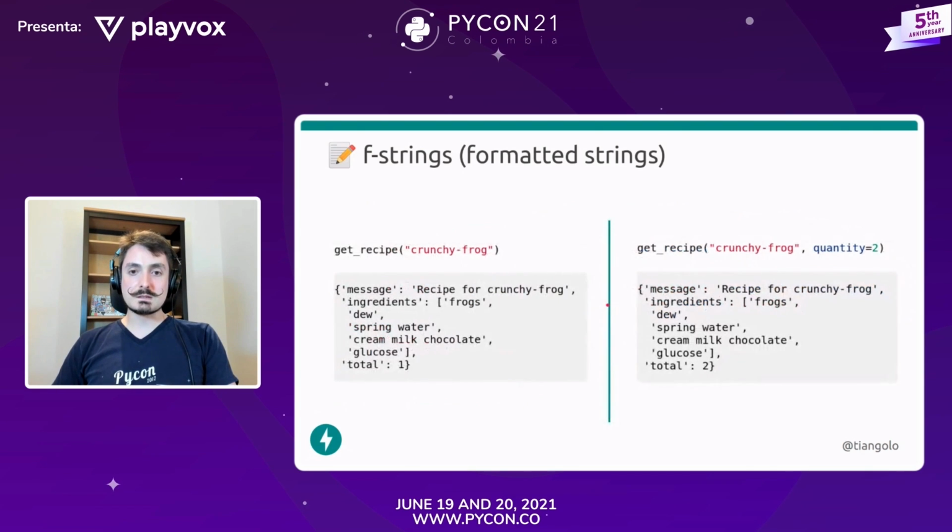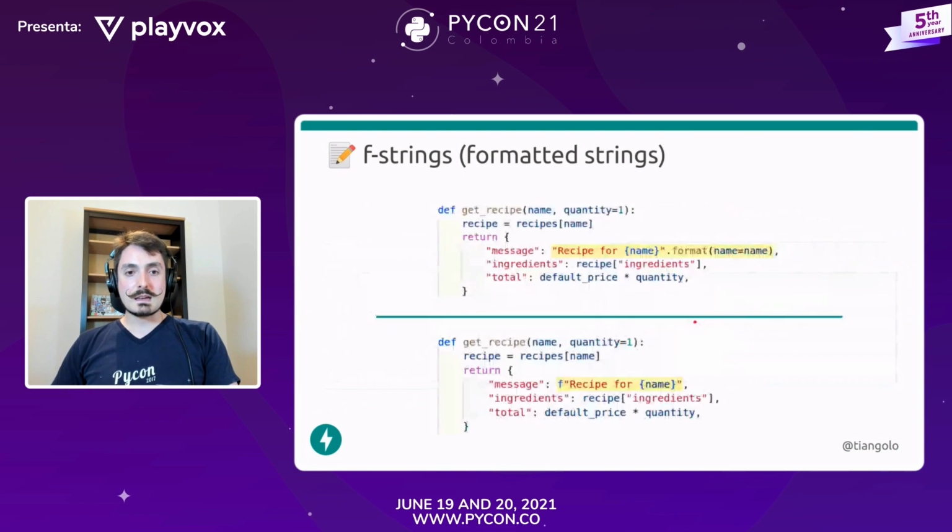So with f-strings, well, first we can call that, and if we call this with the crunchy frog, then we get information for the crunchy frog. And if we pass a quantity, then we get the extra information for the quantity. It's all fine. But then we can improve this code a little bit.